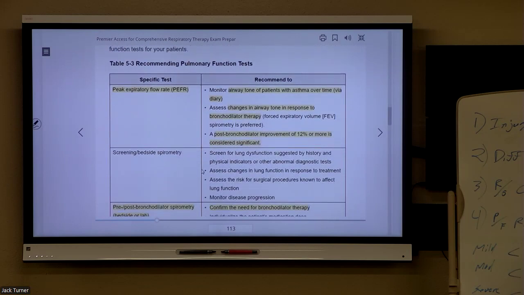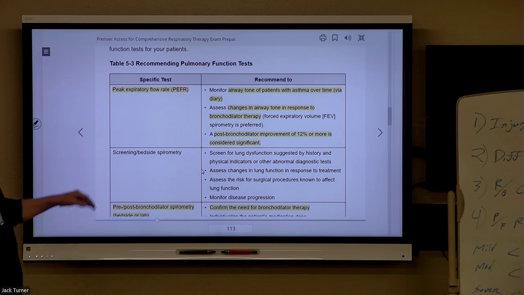Recommending pulmonary function testing. So again, this is just recommending when you would do this thing, not necessarily reading it or anything of that nature. So the first one is your peak expiratory flow, or your PEFR, right? This is your peak flow meter. And so when I think peak flow meter, I'm always thinking asthma, essentially. That's not always the case, but I am thinking asthma.